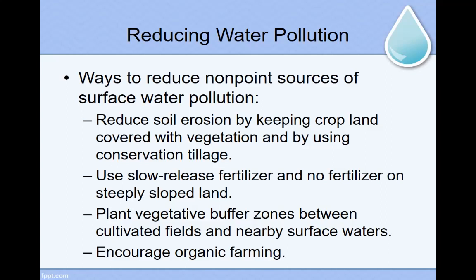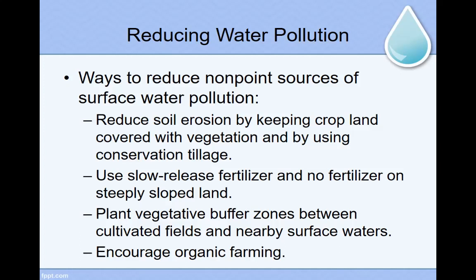One of the things we can do is use slow release fertilizer, and not use fertilizer at all if we're going to use it on steep sloped land, because then it's easier for it to run off and end up finding its way into these bodies of water or waterways.